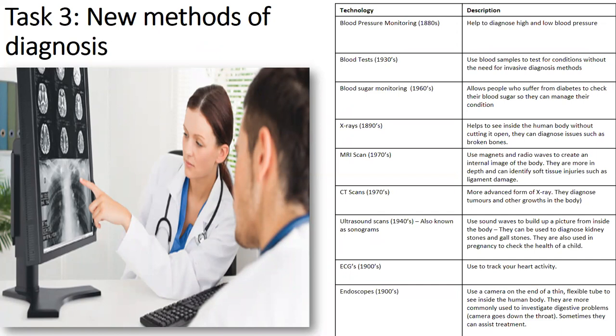So you've got blood pressure monitoring, which helps us diagnose high and low blood pressure. This is going to help, especially in the development of treating and preventing. So if someone has high blood pressure, they can be treated through medication. By identifying the cause of blood pressure, it's important.